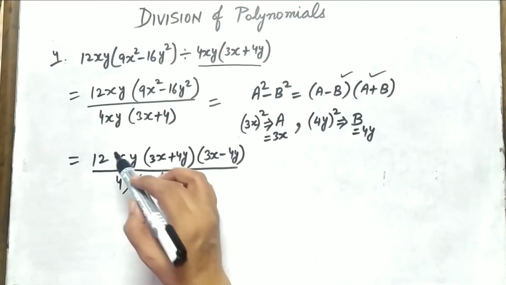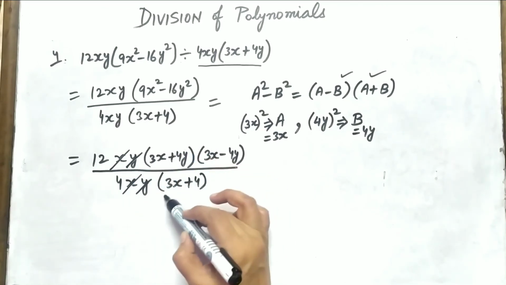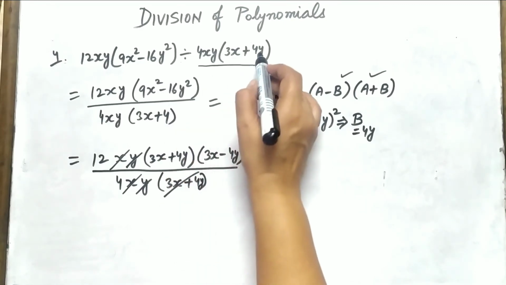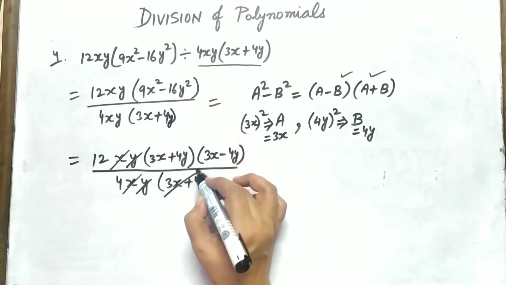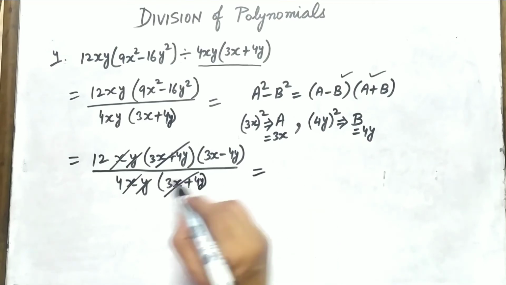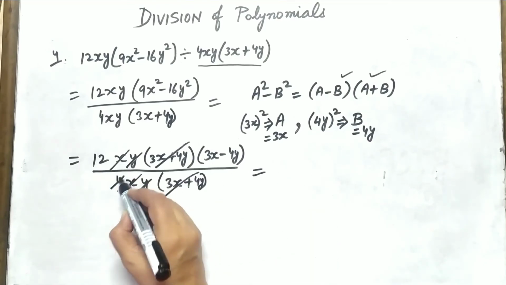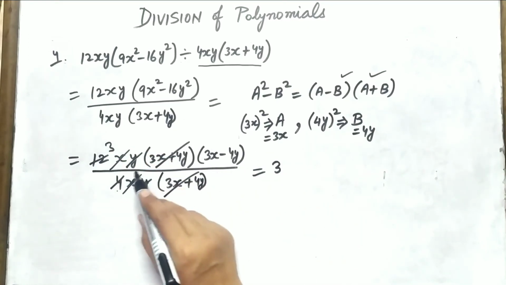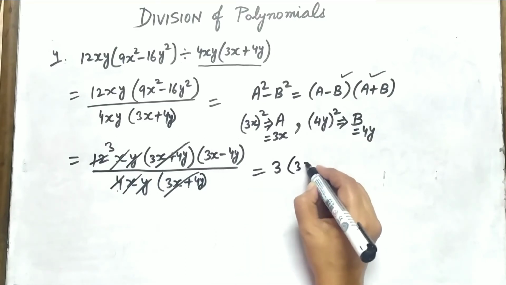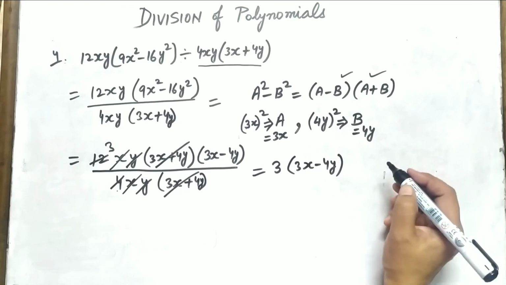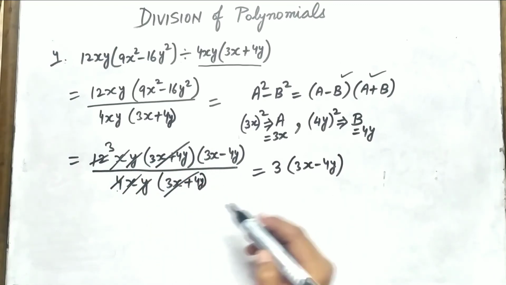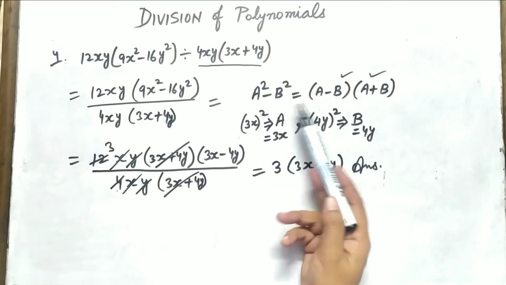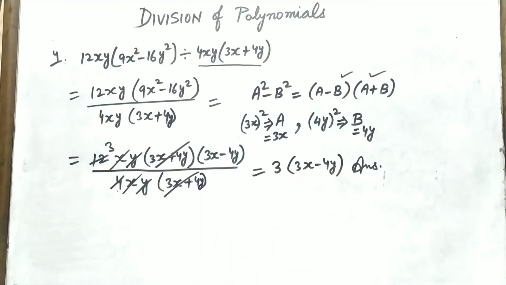Cancellation terms: x gets cancelled, y gets cancelled, and 3x plus 4y is in the question also, so 3x plus 4y gets cancelled. Again there is cancellation, 4 3s are 12. We are left with 3. In the numerator, this factor is left, 3x minus 4y. Nothing else is left. So this is our answer after division. In this sum, we used the identity method to solve the division.